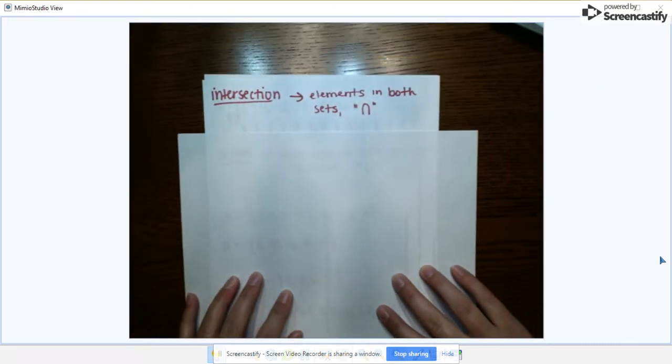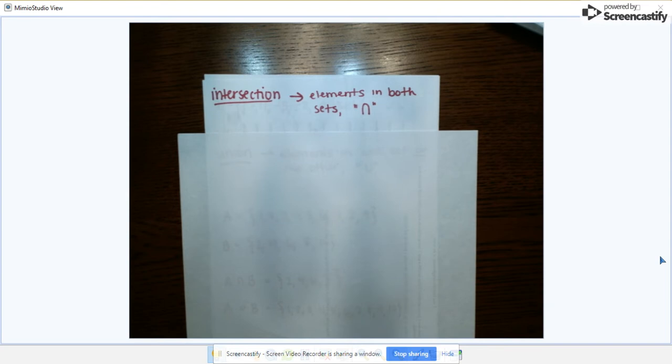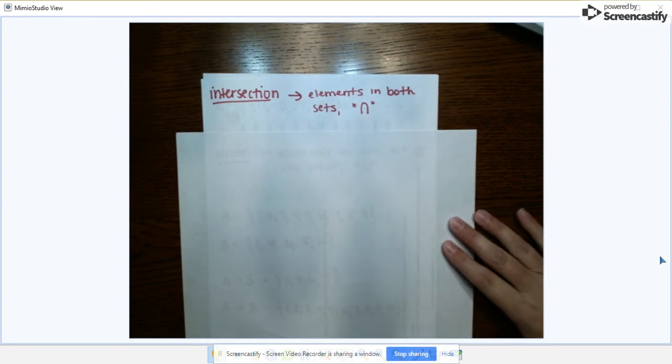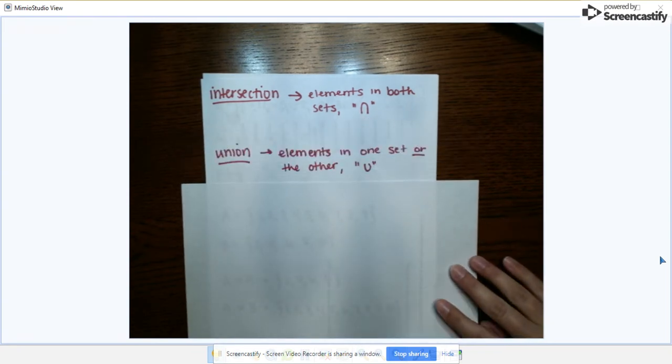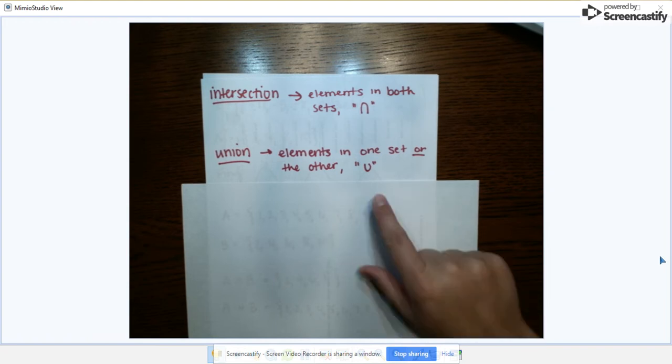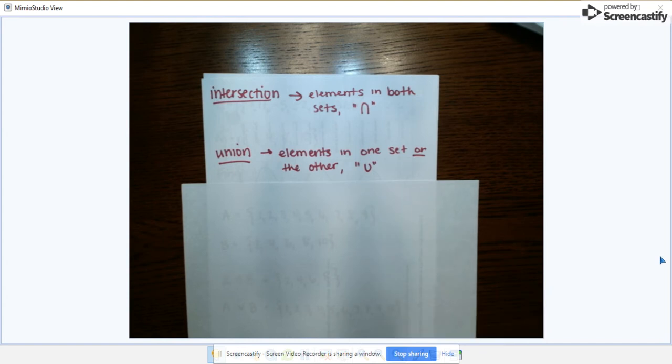Within sets, we can have a couple different things happen. We can find an intersection, and that means that there will be 2 sets that share elements, and we use this little horseshoe kind of symbol. Then we also have the union, which is when we have elements in one or the other set, but not necessarily in both, and it looks like a little U without the tail.